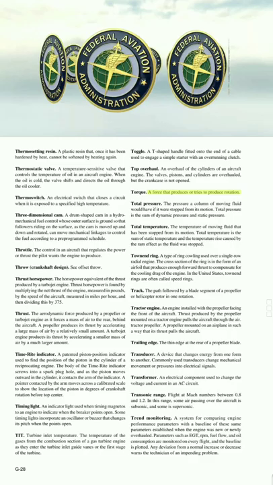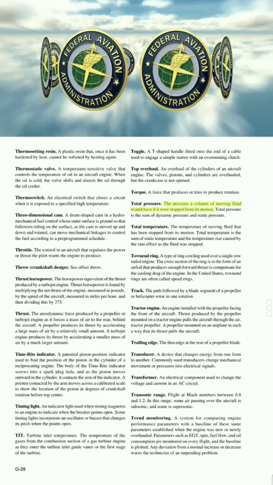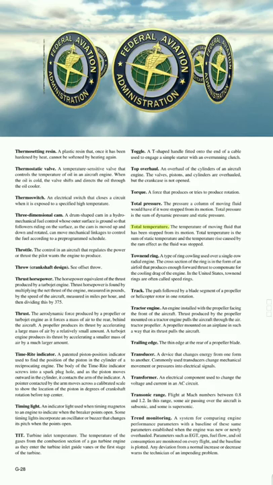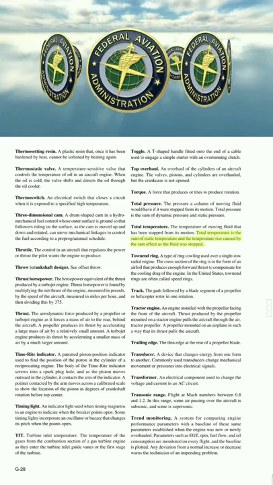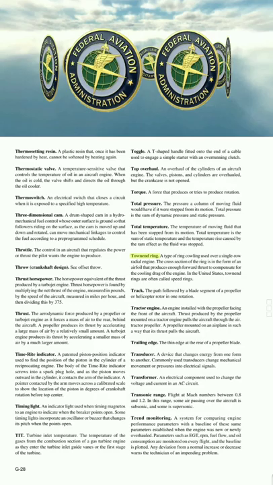Total pressure. The pressure a column of moving fluid would have if it were stopped from its motion. Total pressure is the sum of dynamic pressure and static pressure. Total temperature. The temperature of moving fluid that has been stopped from its motion. Total temperature is the sum of static temperature and the temperature rise caused by the ram effect as the fluid was stopped.